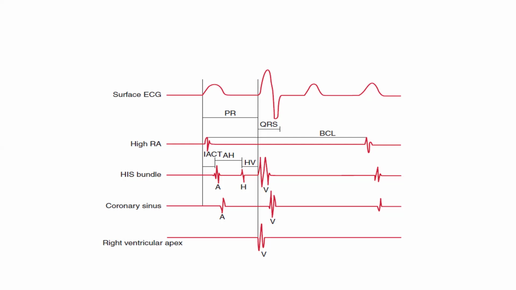Yes, sir. So if we're not calculating the rate using the surface ECG, for example, using the high right atrial interval, how do we go about it? I didn't get your question exactly. If we are using the high right atrial lead catheter in the EP, how do I calculate the heart rate? Okay, I get your question now.